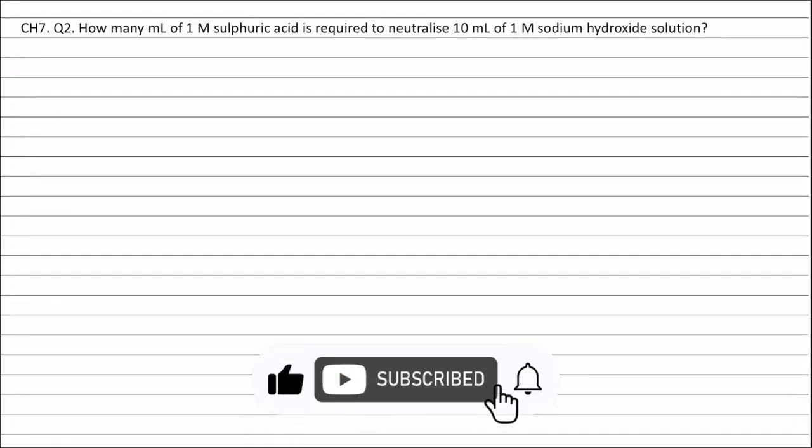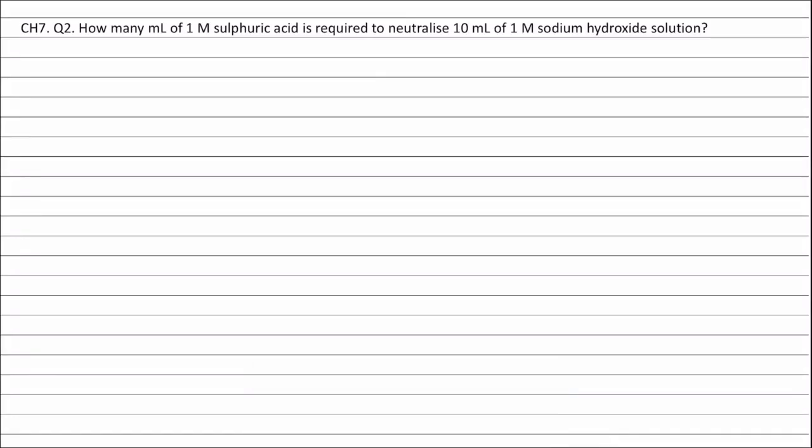Question 2. How many milliliters of 1M sulfuric acid are required to neutralize 10 milliliters of 1M sodium hydroxide solution? The molarity of sulfuric acid is given as 1, molarity of sodium hydroxide is 1, and volume of sodium hydroxide is 10 milliliters. Now number of equivalents of sulfuric acid will be equal to number of equivalents of sodium hydroxide. Therefore, we can write N1V1 is equal to N2V2.